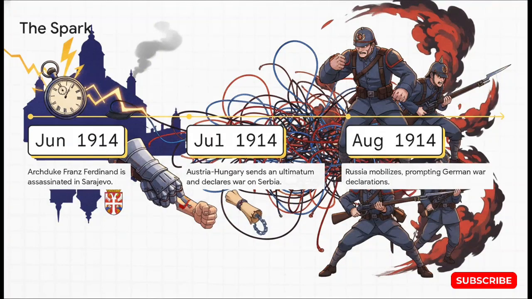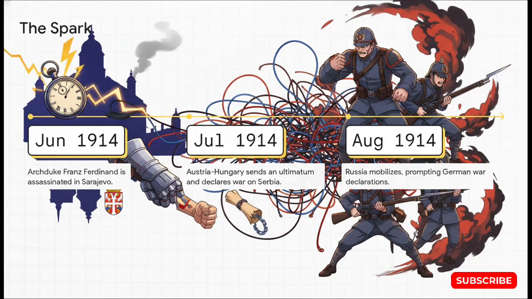The whole thing really traces back to a single violent spark. On June 28, 1914, in Sarajevo, Archduke Franz Ferdinand, the heir to the Austro-Hungarian throne, was assassinated by a 19-year-old Slav nationalist. And this single event immediately activated this rapid, fatal web of alliances. It's almost like a terrifying domino effect.